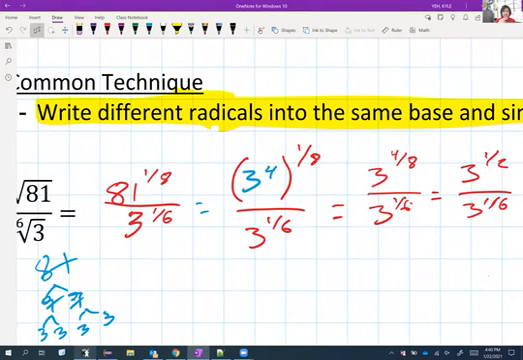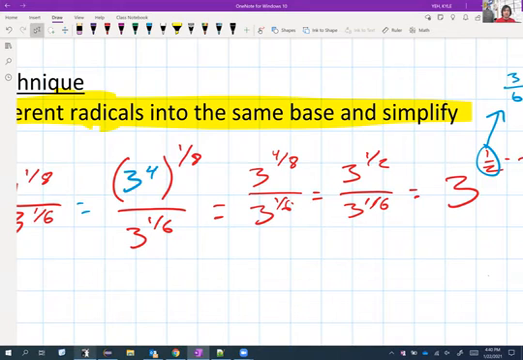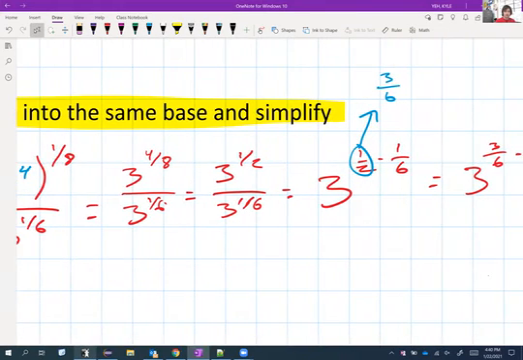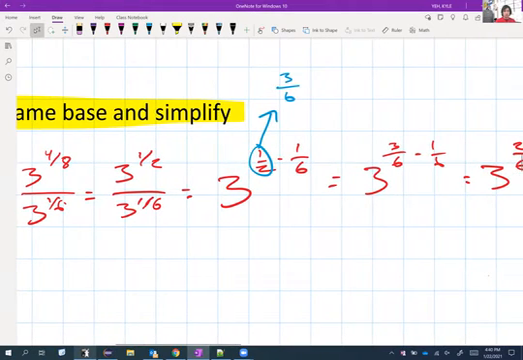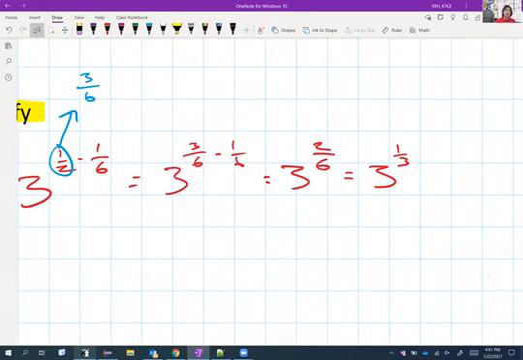And then this blue step is the key. I rewrote 81 as 3 to the 4th. Now I can just use my exponent rules all the way because I have a 3 on top, 3 on bottom. So 3 to the 4/8, so 3 to the 1/2 over 3 to the 6th. Exponent rule, subtract: 3 to the 3/6 minus 1/6. I made that a common denominator. Gives me 3 to the 2/6 or 3 to the 1/3.